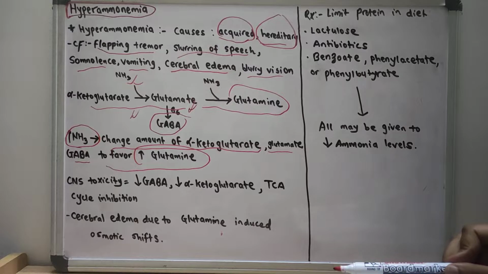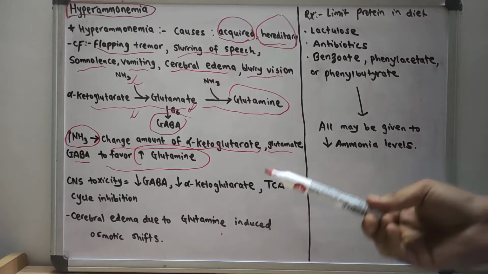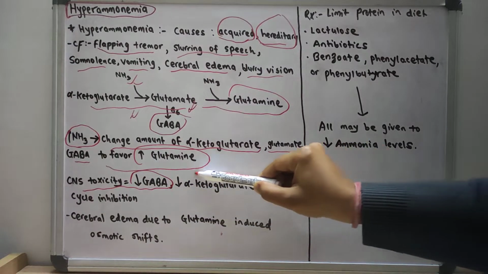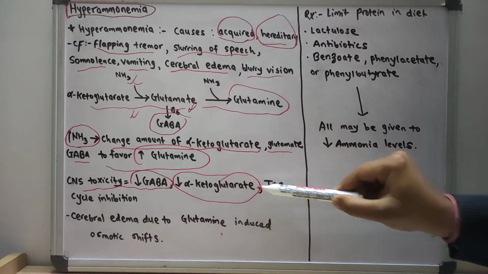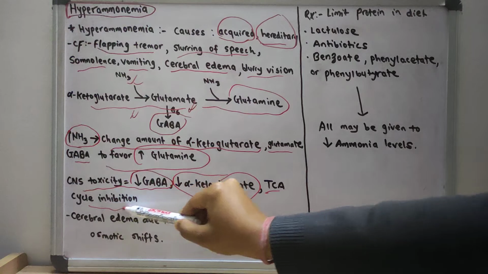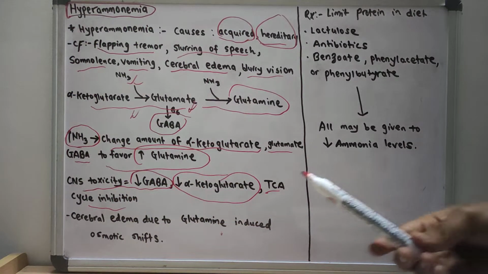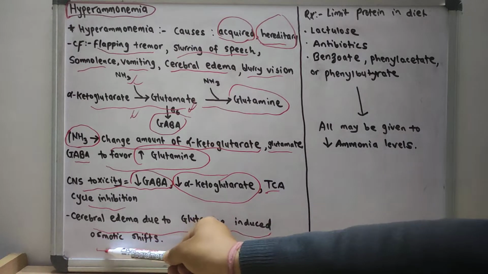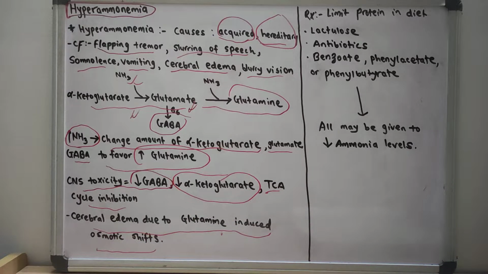So how does CNS toxicity occur? The CNS toxicity basically occurs due to the decreased amount of GABA, decreased amount of alpha ketoglutarate and TCA cycle inhibition. And the cerebral edema occurs due to the glutamine induced osmotic shift. It basically swells the brain.